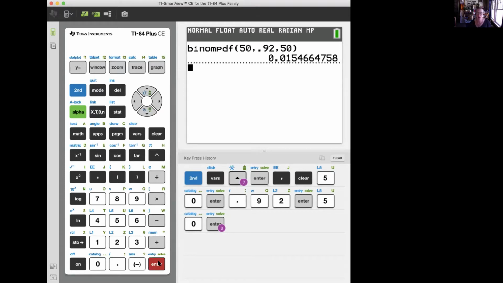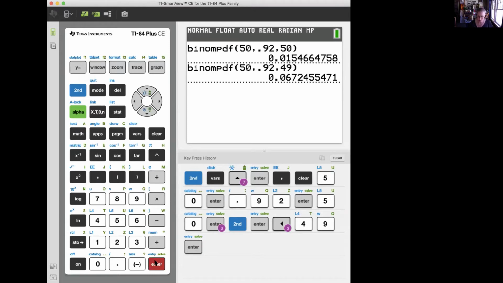1.5% chance that all 50 will sprout. That's a pretty slim chance. Now we want to do the same thing for 49 and 48, but remember that we can use second enter, and that will bring back the last thing we entered. So then we can just use our arrow, arrow over the 50, and it'll write over it and change it to a 49 and press enter.